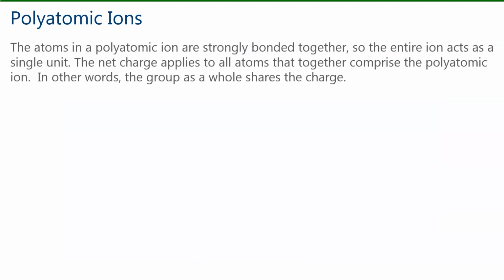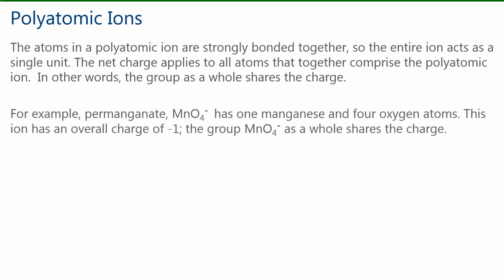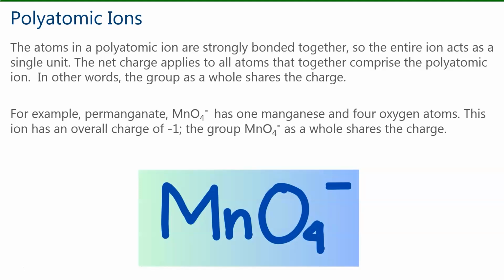The atoms in a polyatomic ion are strongly bonded together, so the entire ion acts as a single unit. The net charge applies to all the atoms that together comprise the polyatomic ion. In other words, the group as a whole shares the charge. For example, permanganate, MnO4 negative, has 1 manganese and 4 oxygen atoms. This polyatomic ion has an overall charge of -1. The group MnO4 negative as a whole shares the charge.